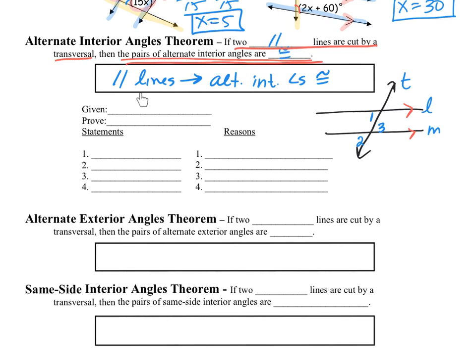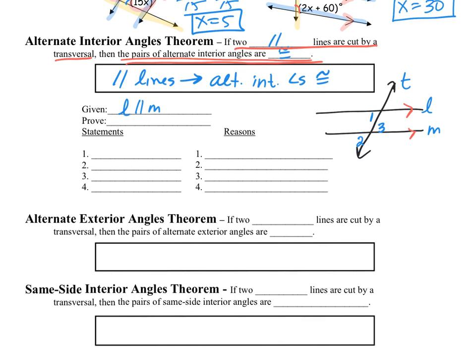Remember, in our given statement, we write what we're assuming to be true. What we're assuming to be true is that we have some parallel lines. In our diagram, the names of those lines are L and M. So for our given statement, we're going to say that L is parallel to M. And then the conclusion of our theorem is that alternate interior angles are congruent.